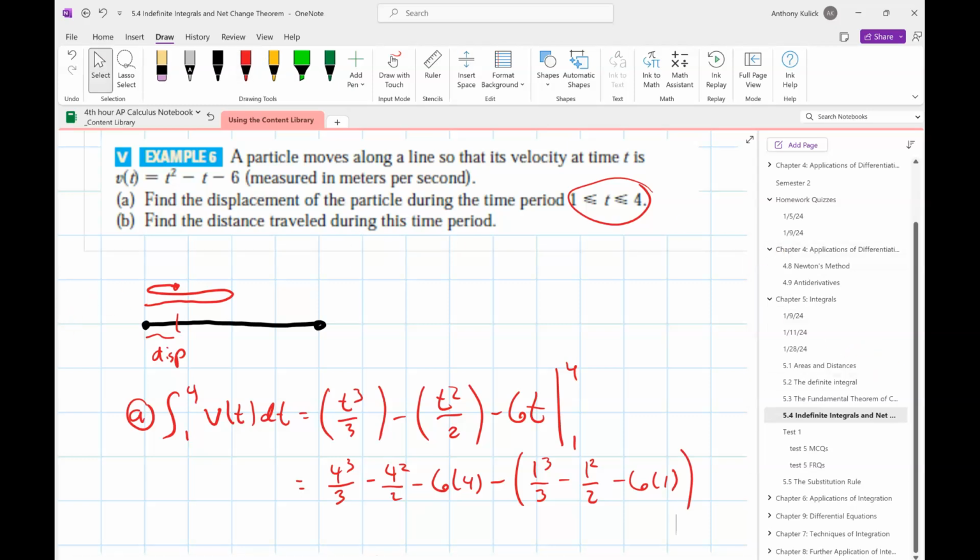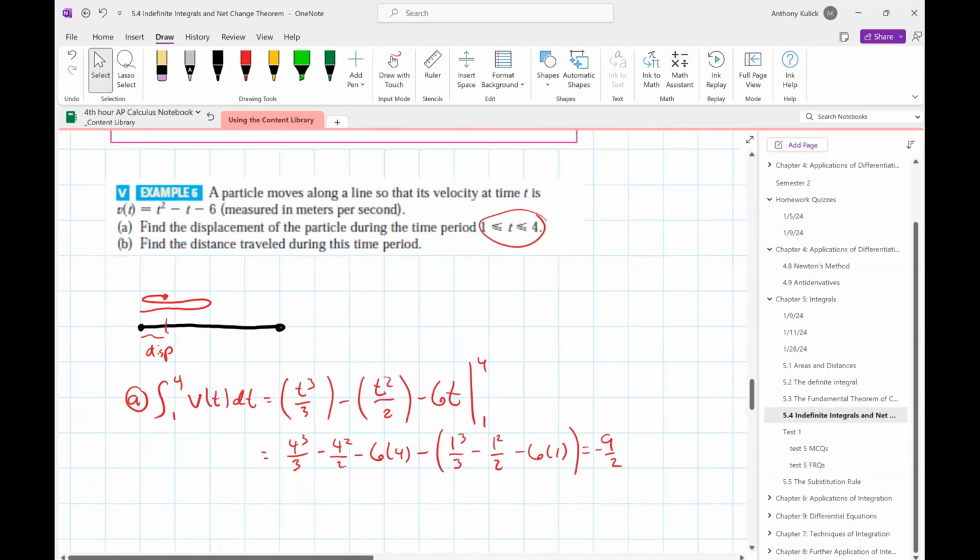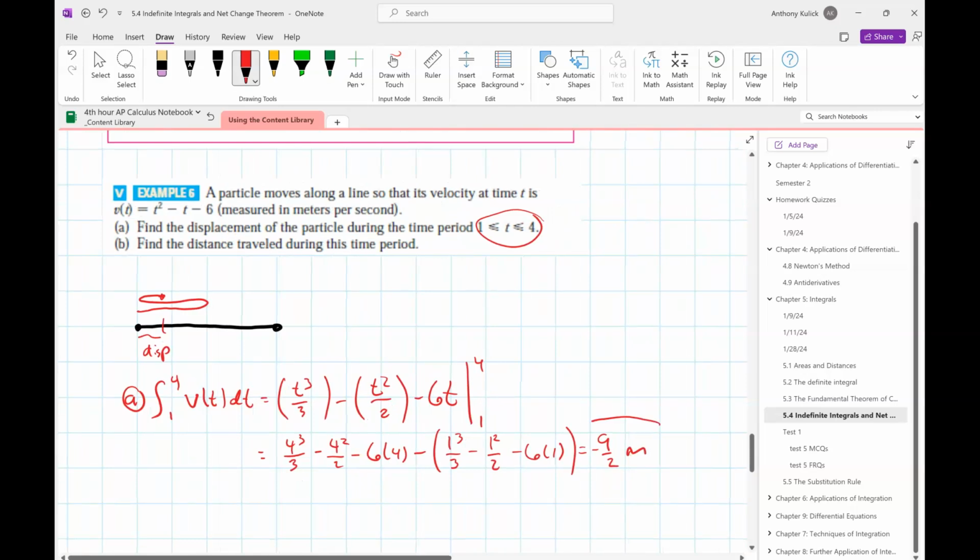And that stinks. I don't want to deal with all those fractions, right? Yuckarooskies. Let's cheat a little, and that just comes out to be negative 9 over 2. And then I guess the unit there should be meters, right? So it means that we actually ended up somewhere over here.